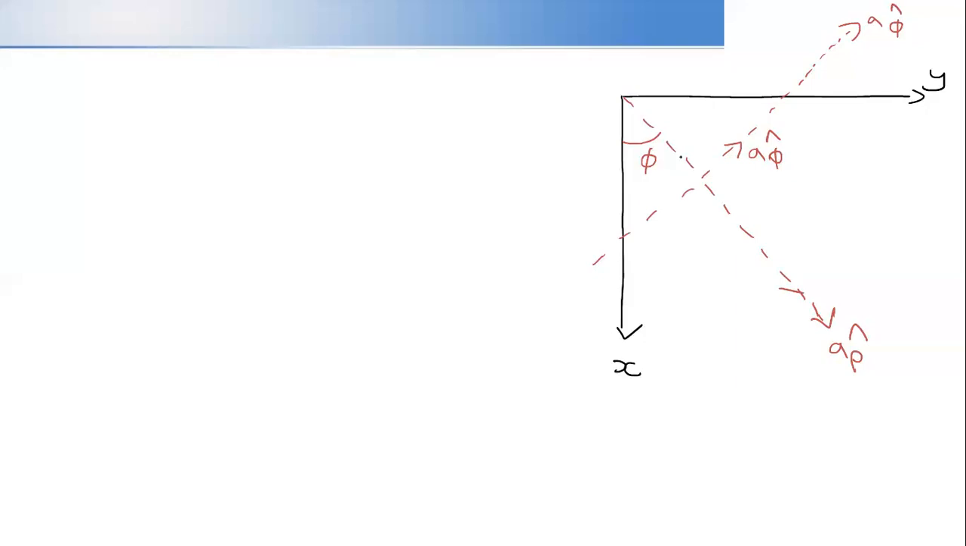Okay, so just listen. If this angle is phi and this angle is 90 degree, what will be this angle? It will be 90 minus phi. And if this angle is 90 minus phi, then this angle will be 90 plus phi. Then if this angle is phi, then this angle will be 90 minus phi. And if this angle is 90 minus phi and this angle is 90, this angle will be phi.